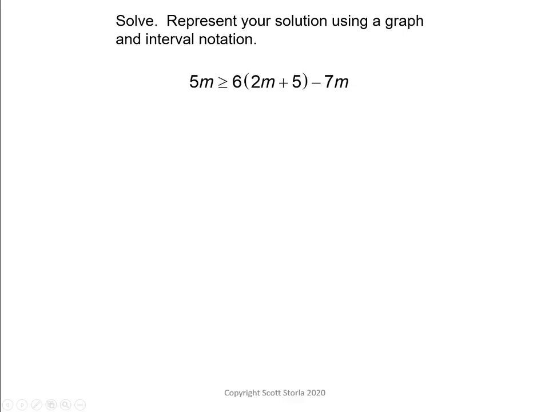Here's our last one. See how you do. After distributing, I'll get 12m plus 30. 12m minus 7m will be 5m. After subtracting 5m from both, I get a contradiction. 0 isn't greater than 30 or equal to it. That means we have no solution here.